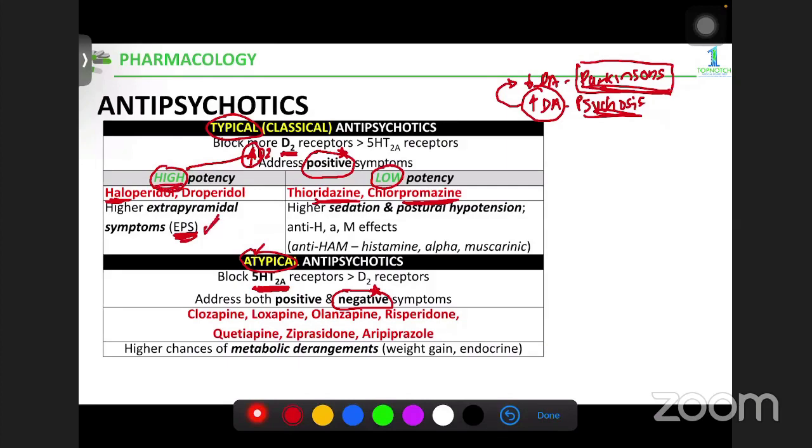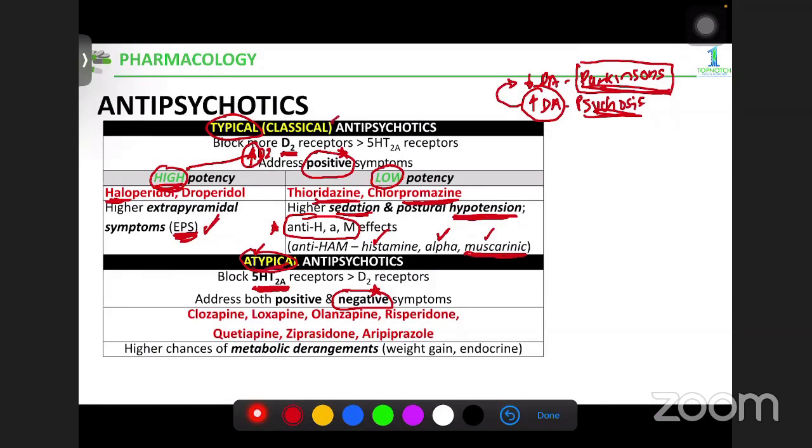How about your low potency? Your low potency is okay, not much D2 blockade. The problem is it has an anti-HAM effect. So remember this. Anti-HAM: antihistamine, so sleepy, sedation. Alpha blockade lowers BP, hypotension. Muscarinic blockade means you'll have anti-muscarinic effects, so you can have dry eyes or dry mouth. So, anti-muscarinic.